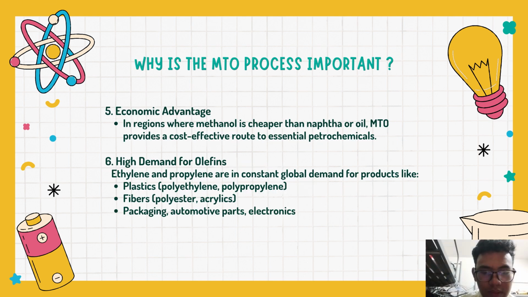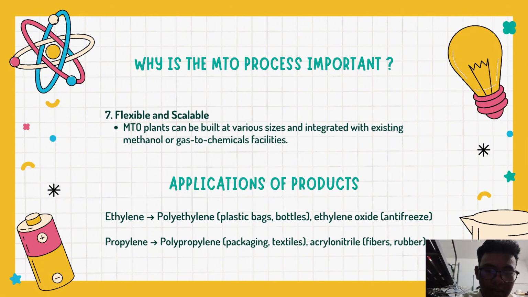Number 5, economic advantage. In regions where methanol is cheaper than naphtha or oil, MTO provides a cost-effective route to essential petrochemicals. Number 6, high demand for olefins. Ethylene and propylene are in constant global demand for products like plastic, fiber, packaging, automotive parts, and electronics. Number 7, flexible and scalable. MTO plants can be built at various sizes and integrate with existing methanol or gas to chemical facilities.